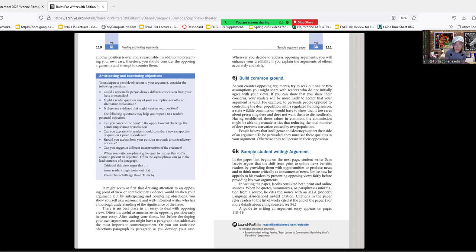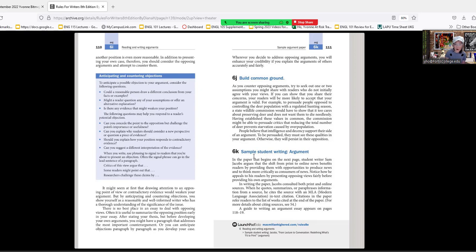Should you explain how your position responds to contradictory evidence? Can you suggest a different interpretation of the evidence? When you write, use phrasing to signal to the readers that you're about to present an objection. Often the signal phrase can go in the lead sentence of a paragraph.